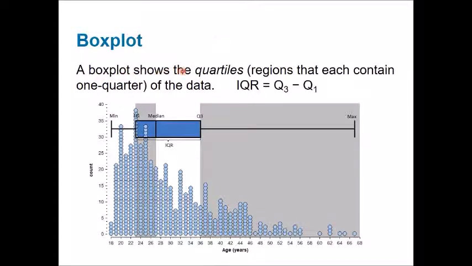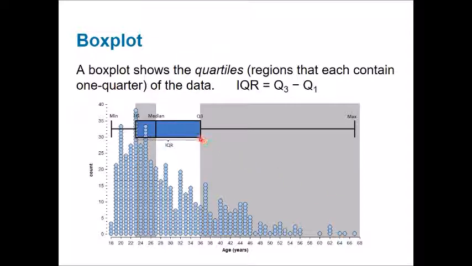A box plot shows the quartiles, the regions that contain 1/4 of the data. The first whisker, between the minimum and Q1, the first quartile, contains 1/4 of the dots. This box between Q1 and the median also contains 1/4 of the dots. The second box, between the median and the third quartile, Q3, also contains 1/4 of the dots. And the final whisker, between Q3 and the maximum, contains the remaining 1/4 of the dots.